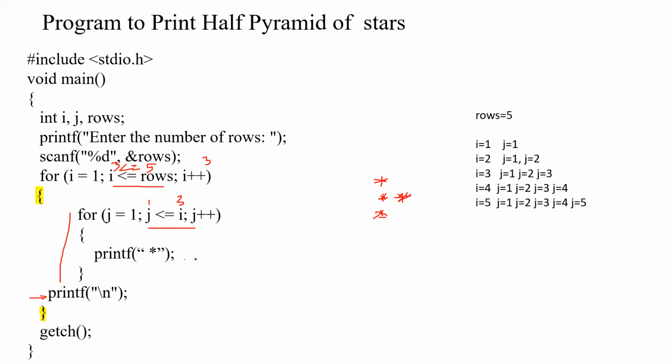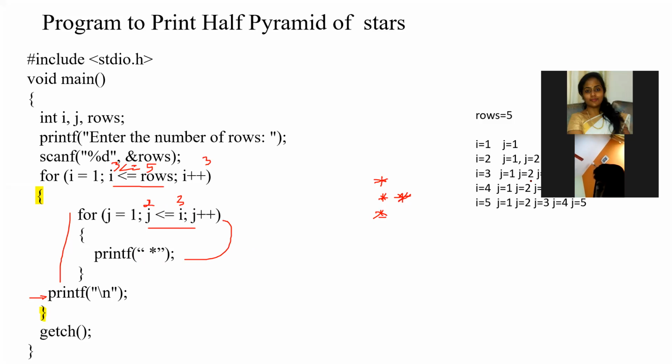Again, after printing the star, it will increment the j value. So j value becomes 2 now, right? Whether 2 is less than 3, yes, it is less than 3. So it will be printing a star.